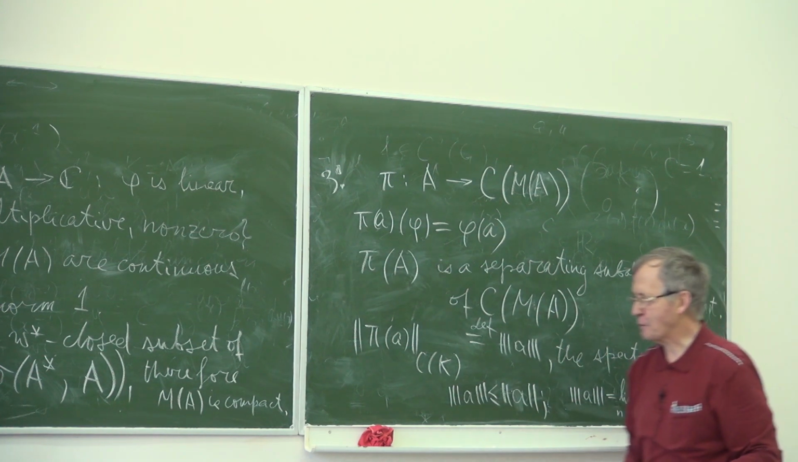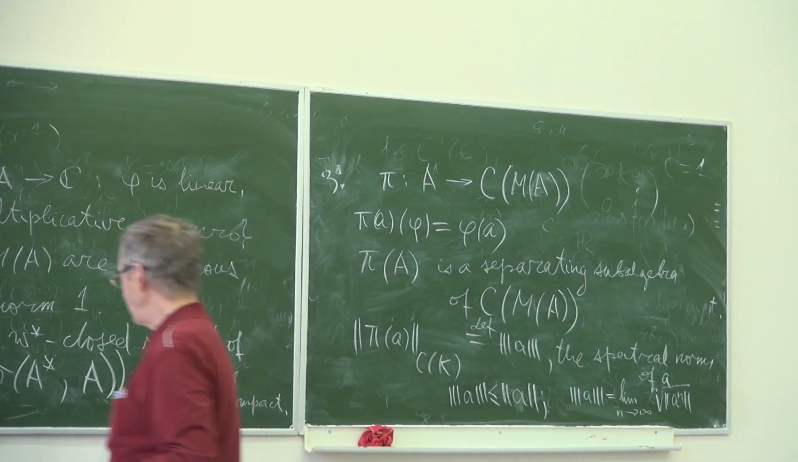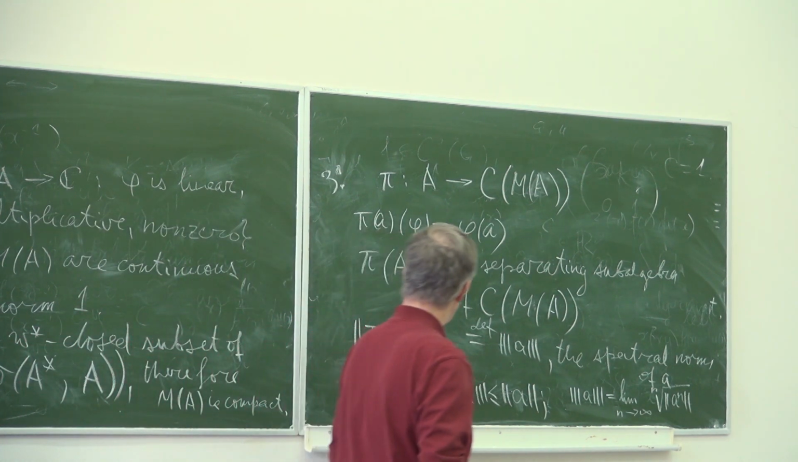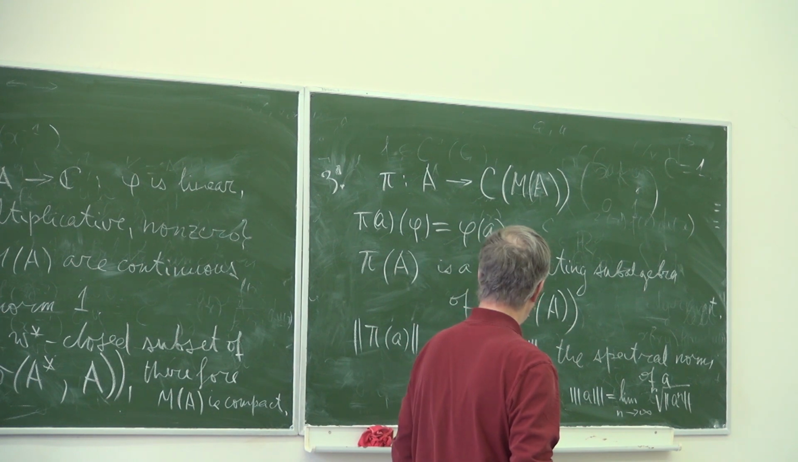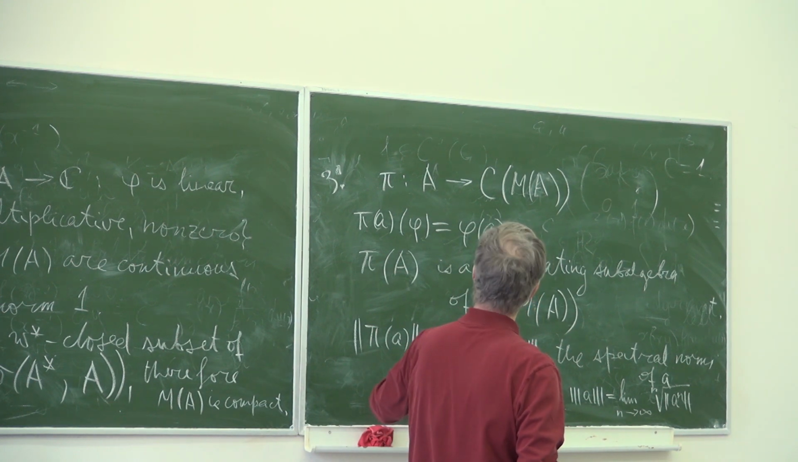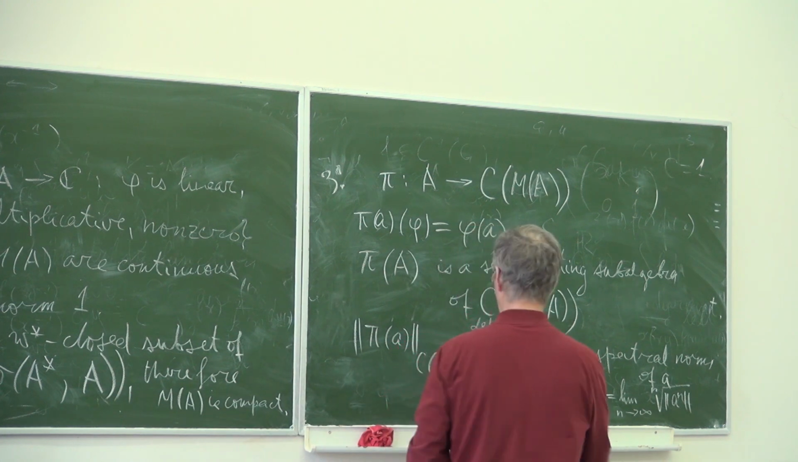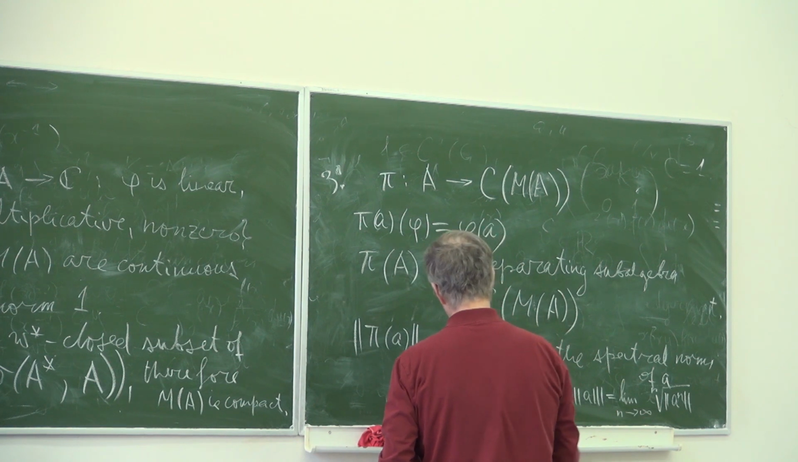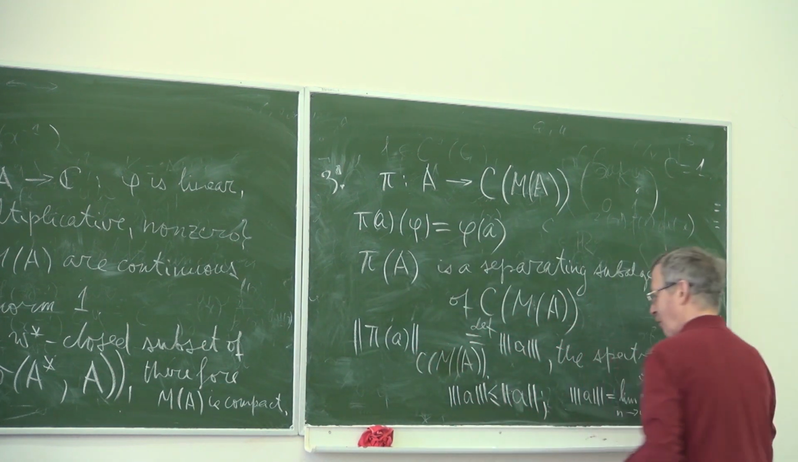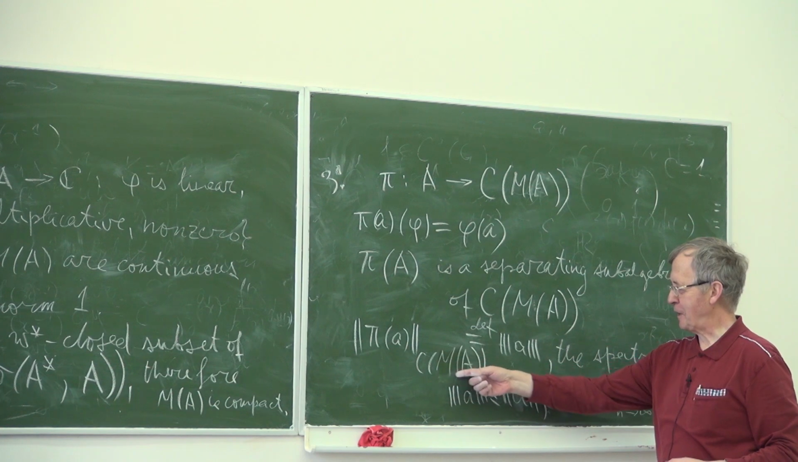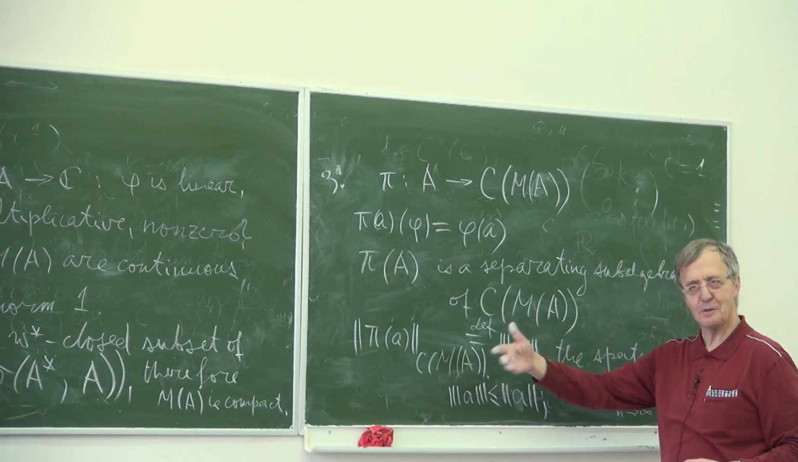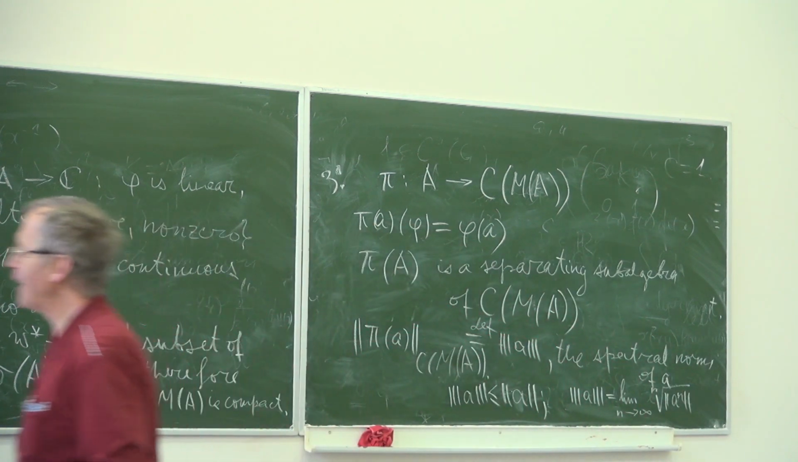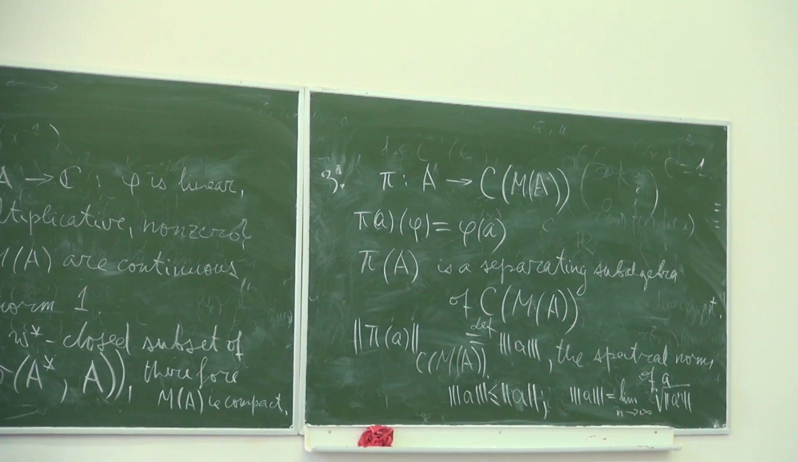For certain reasons I don't recall them. Sorry? What is K here? Like C of K, M of A. M of A. Probably at some point I wanted to replace this by K just to shorten my task, but okay.